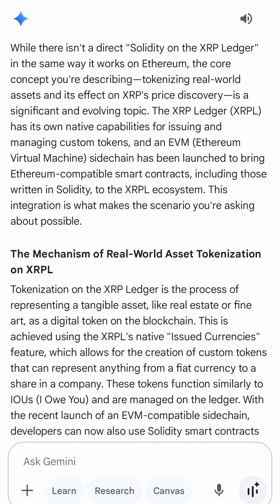And I said, what is the price discovery? And I believe this is Gemini, you guys. So we're gonna go ahead and see what Gemini has to say even more about this.